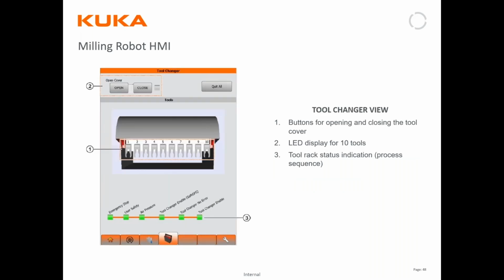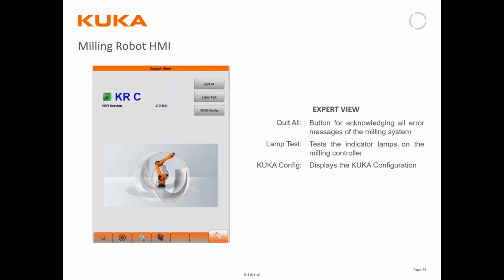The fourth tab is for the tool changer itself. You get the buttons for opening and closing the lid of the tool rack. You get the LEDs for displaying the 10 tools. Whichever tool is present will be indicated there. Tool rack status indication is also available here.